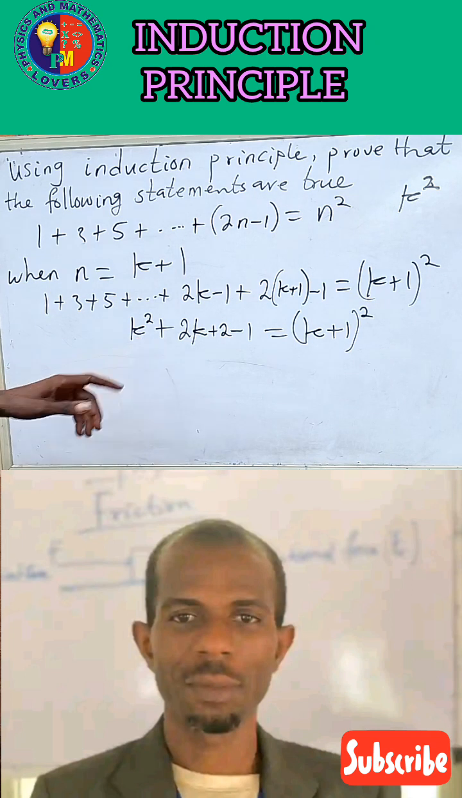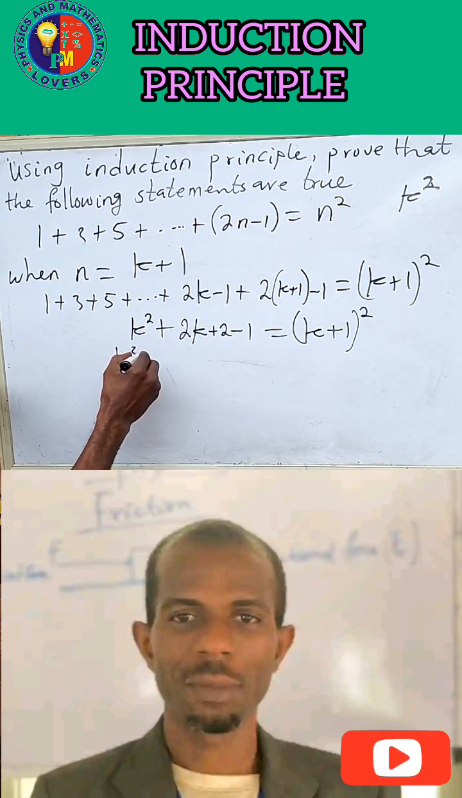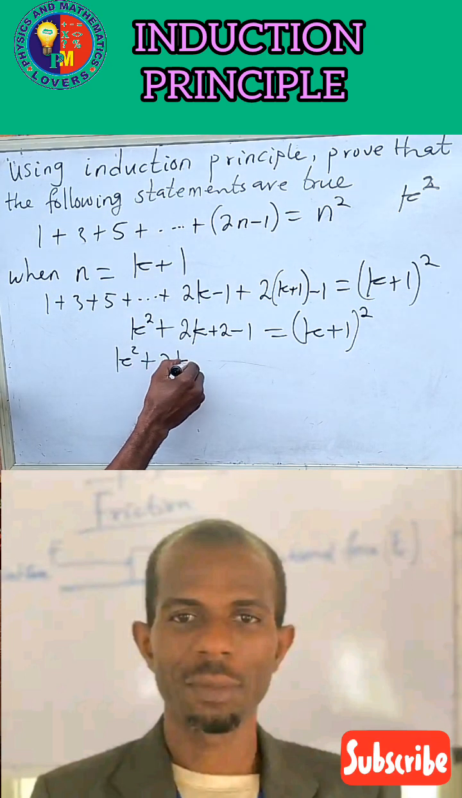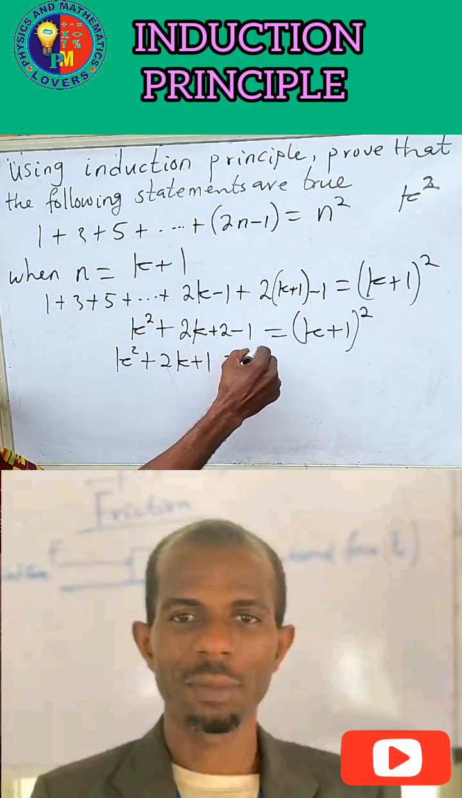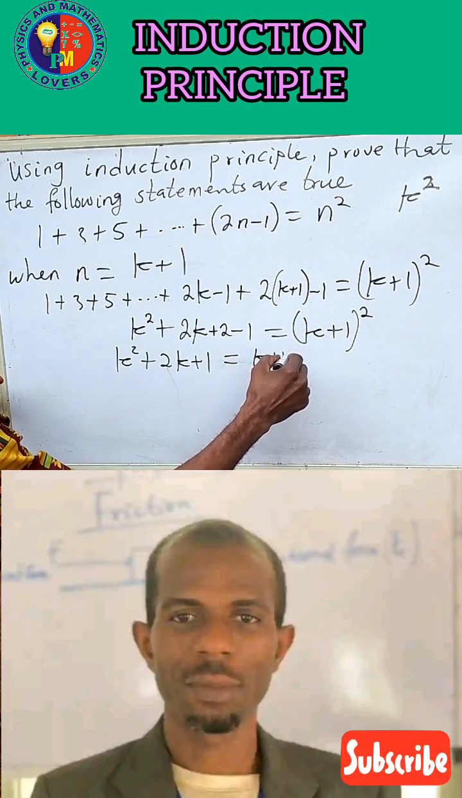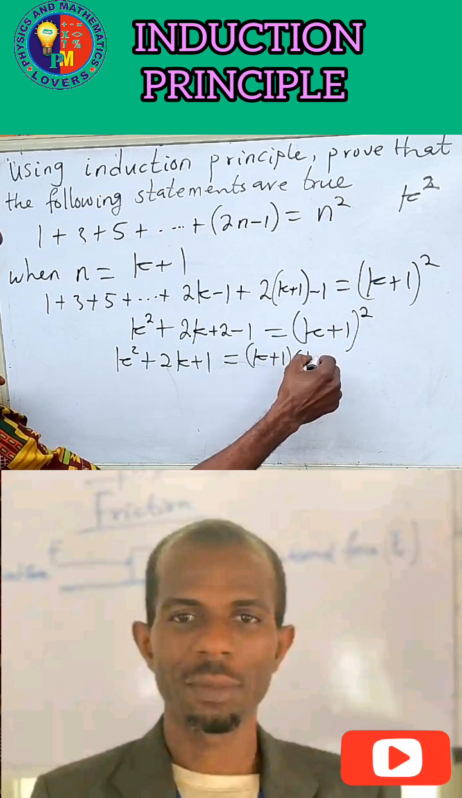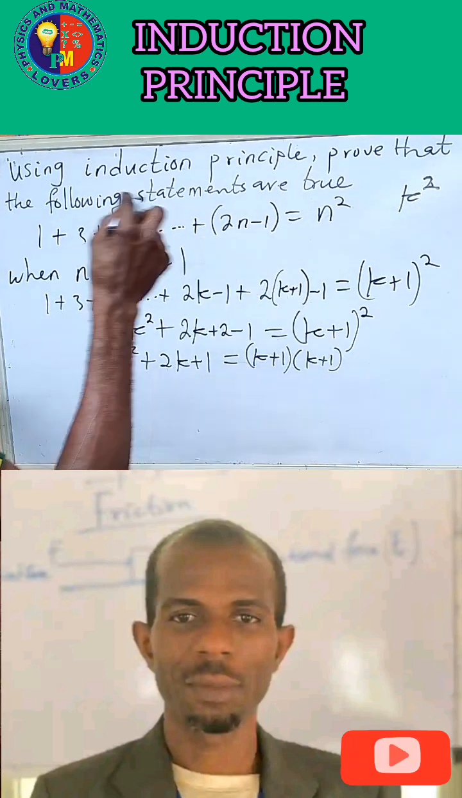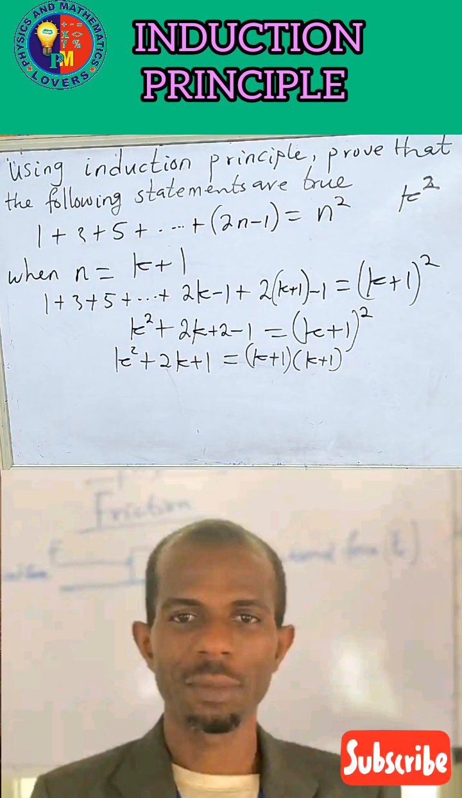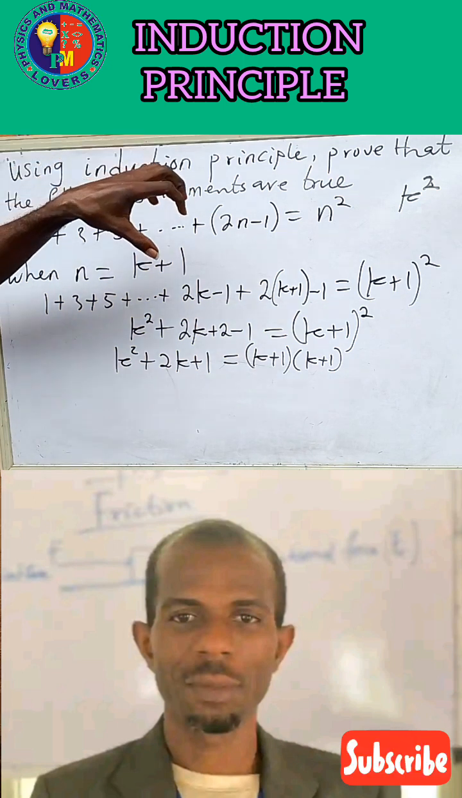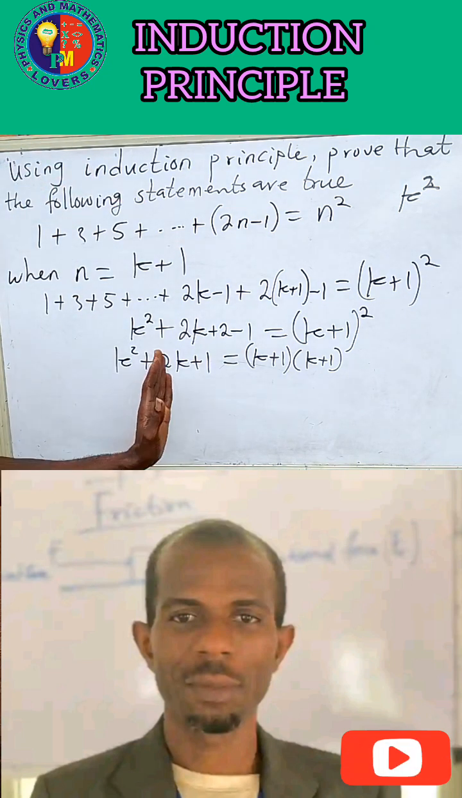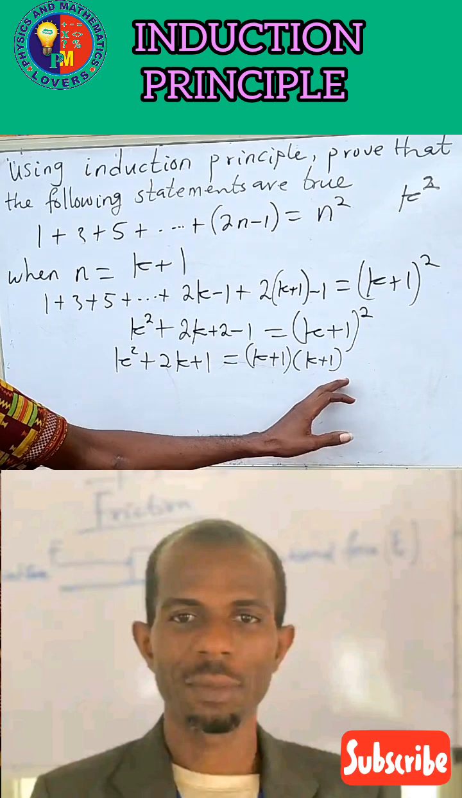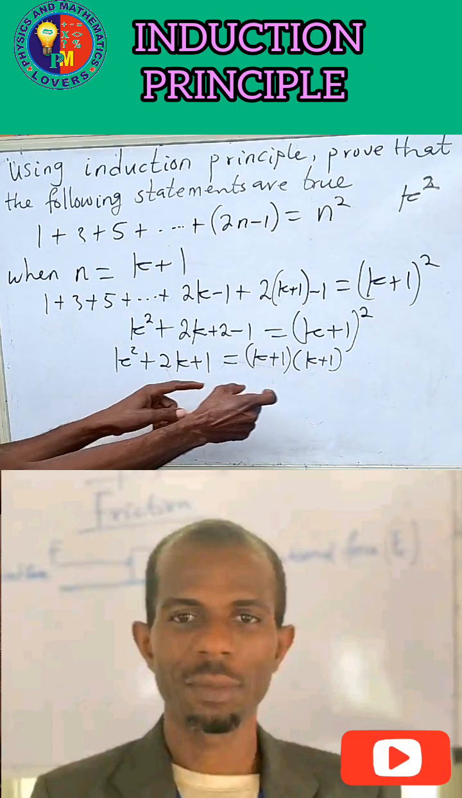Now here we're going to have k squared plus 2k, 2 minus 1 is plus 1, equal to k plus 1 all squared. Remember, our basic interest in mathematical induction is to make sure that our left hand side is equal to the right hand side.